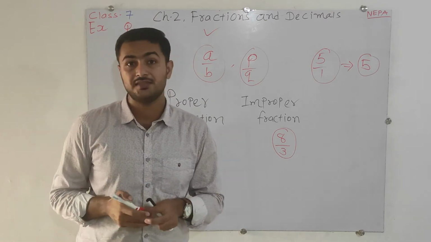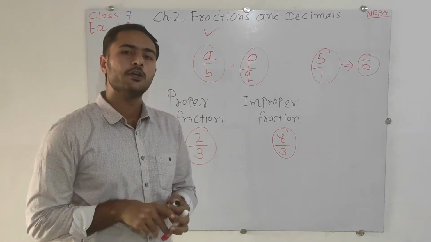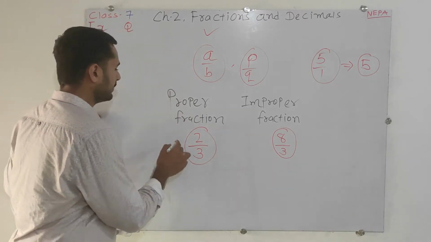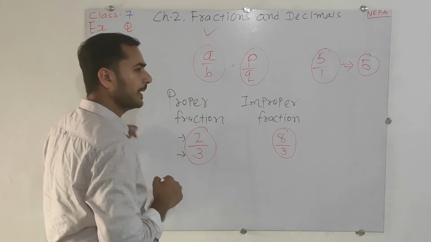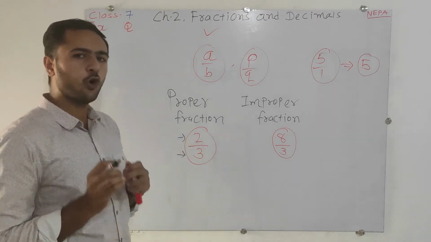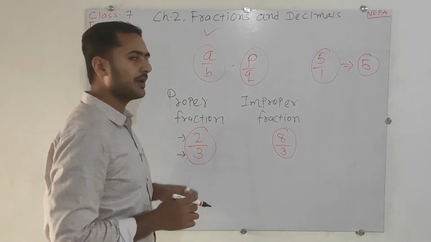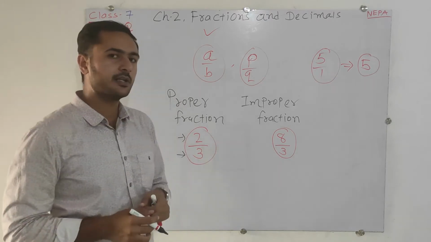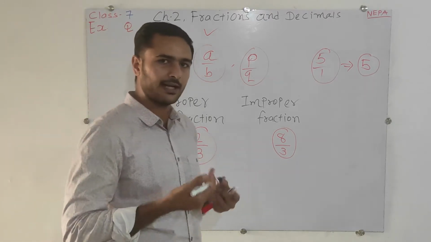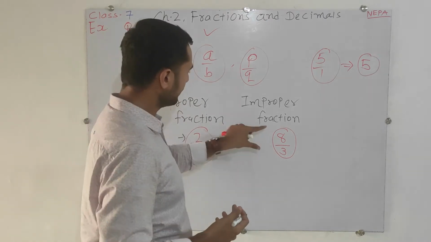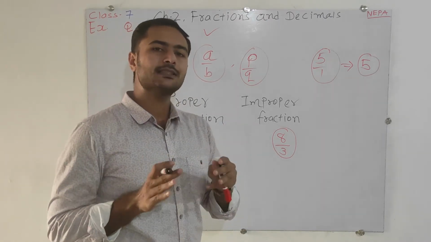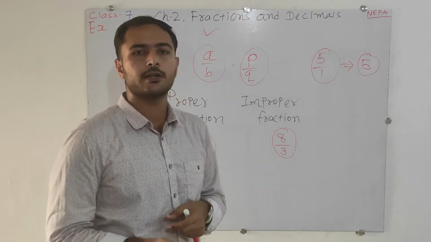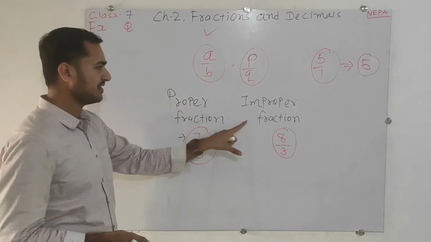So what is the actual difference between the proper and the improper fraction? You just have to compare the numerator and the denominator. Here the numerator is 2 and the denominator is 3. In the proper fraction, the numerator is always less than the denominator, so the denominator is always the bigger one. And in the improper fraction, the numerator is always greater than the denominator. So this is the proper fraction, this is the improper fraction.